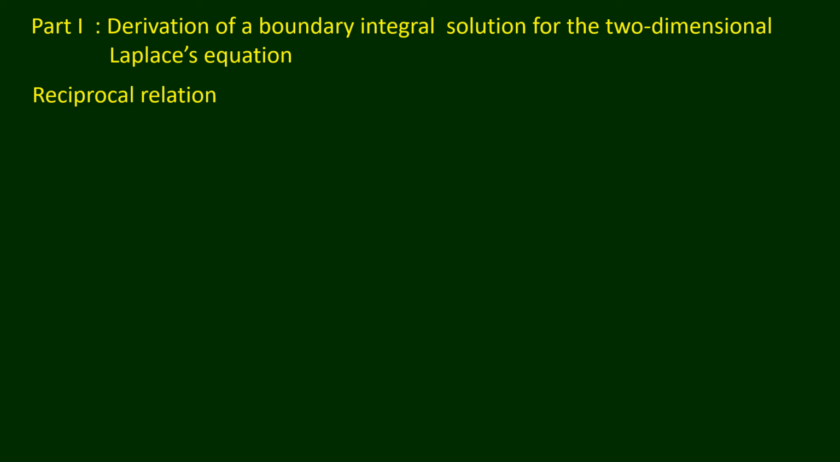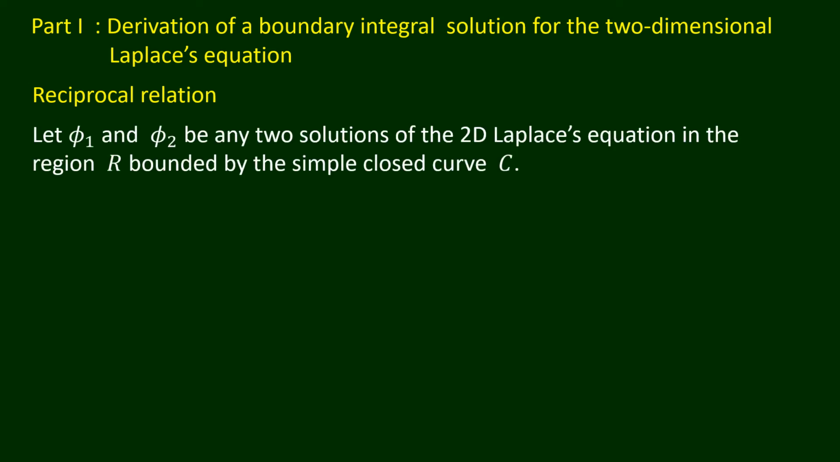We derive here the reciprocal relation that can be used together with the fundamental solution to obtain a boundary integral solution for the two-dimensional Laplace's equation. Let phi 1 and phi 2 be any two solutions of the two-dimensional Laplace's equation in the region R, bounded by the simple closed curve C.